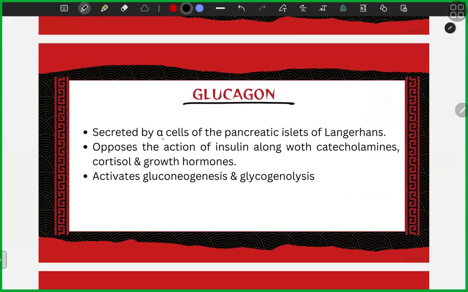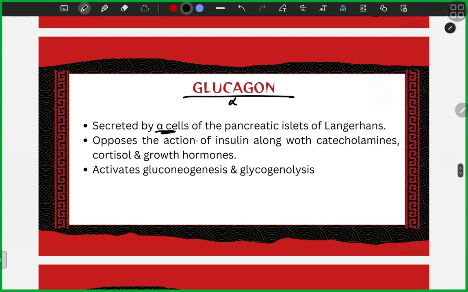Insulin is secreted by beta cells. Glucagon is secreted by alpha cells. Insulin does not have an A in the spelling, glucagon has an A, so that's how I remember alpha cells.